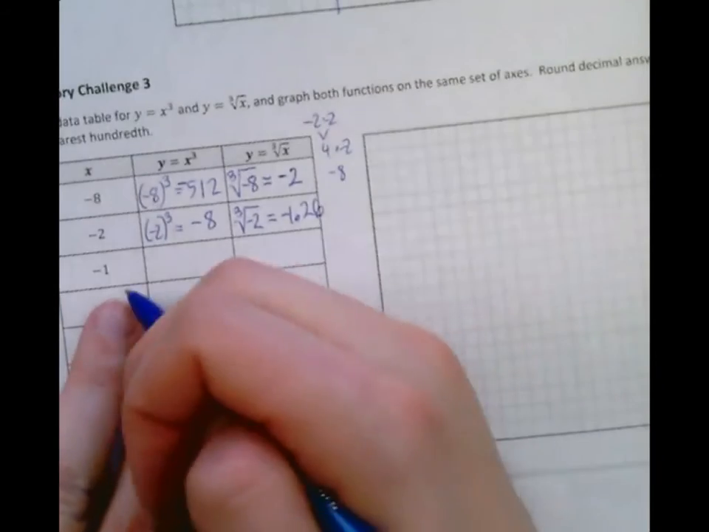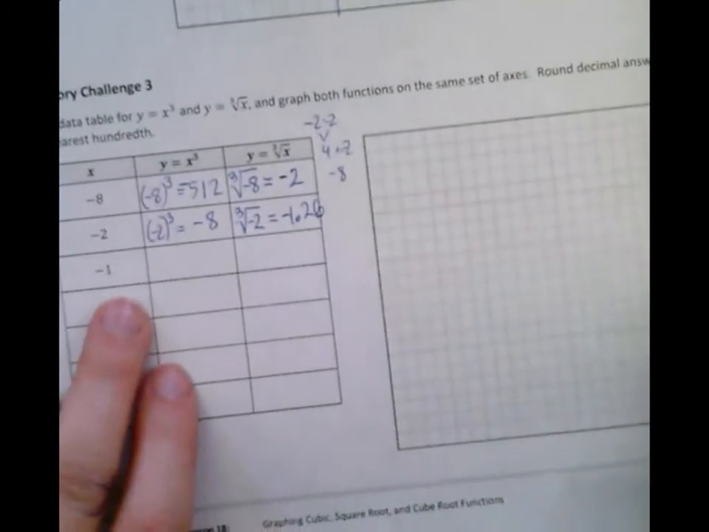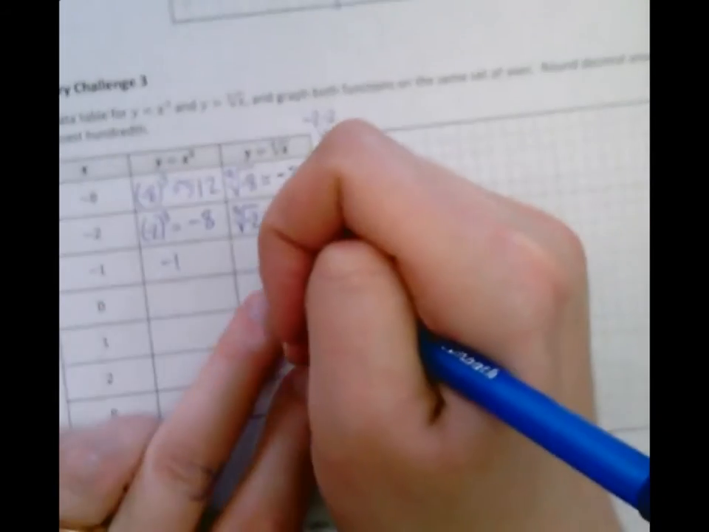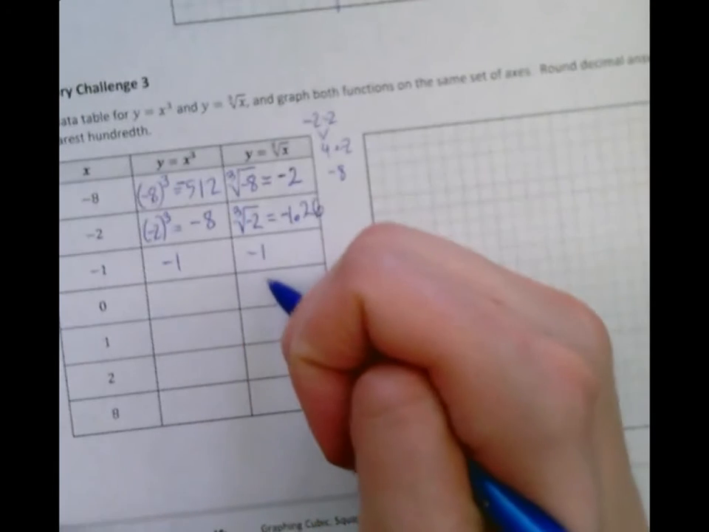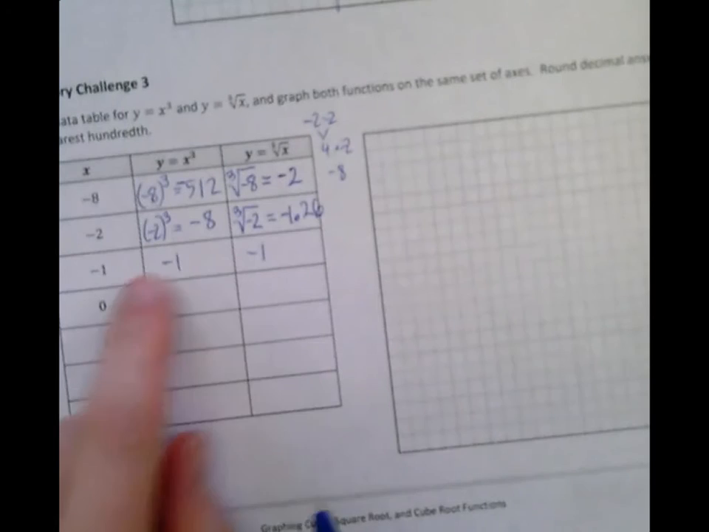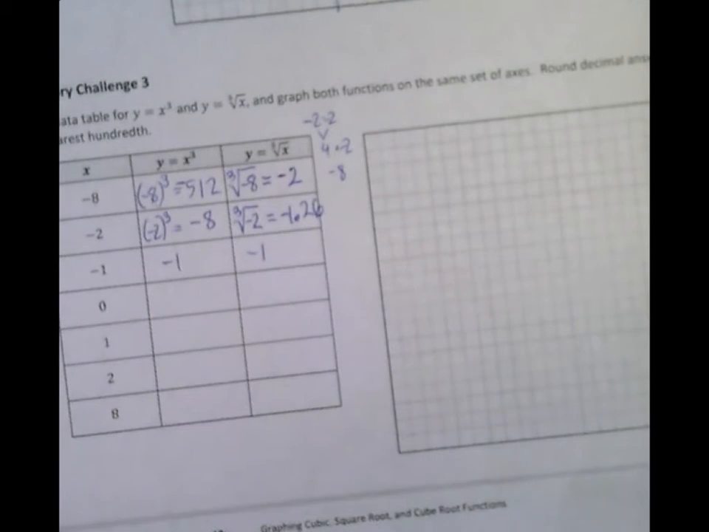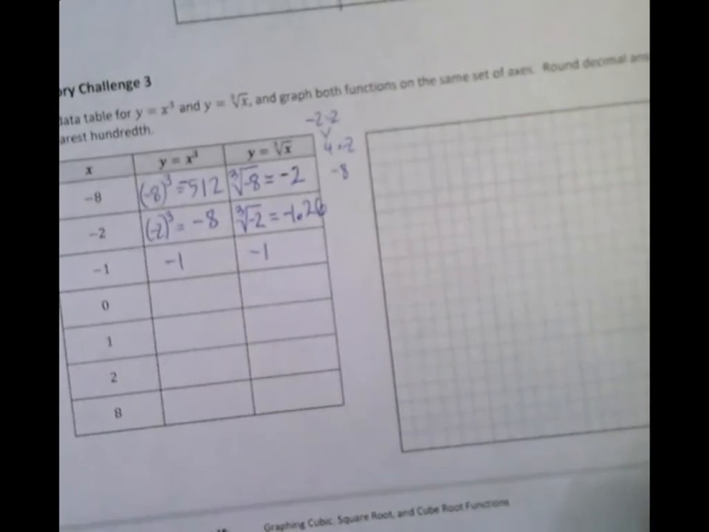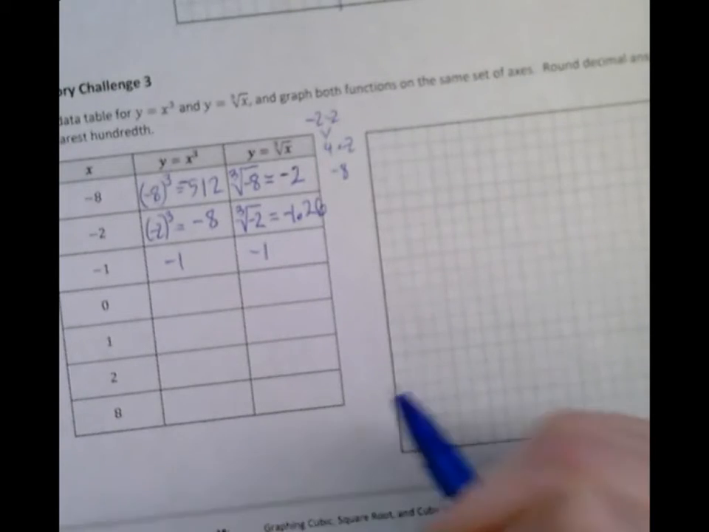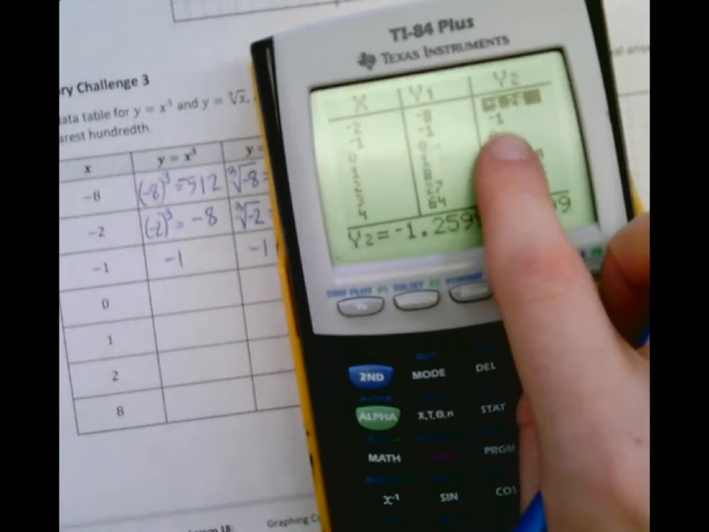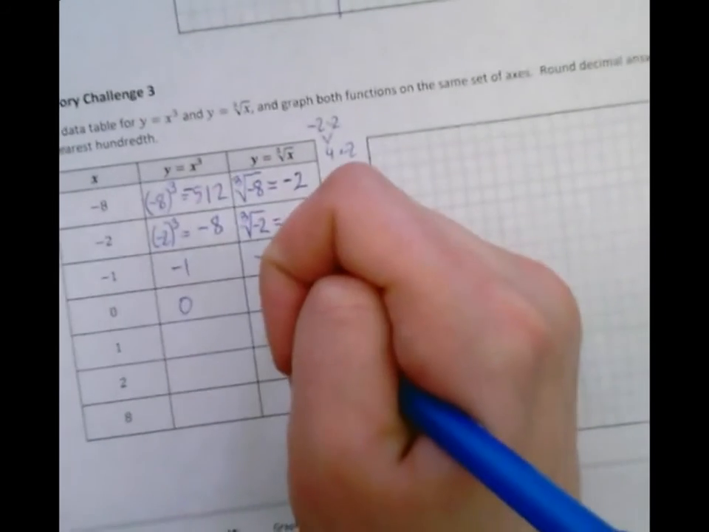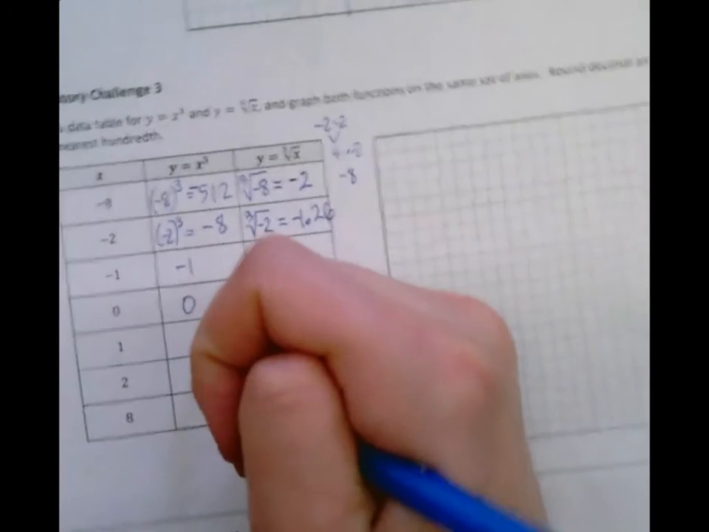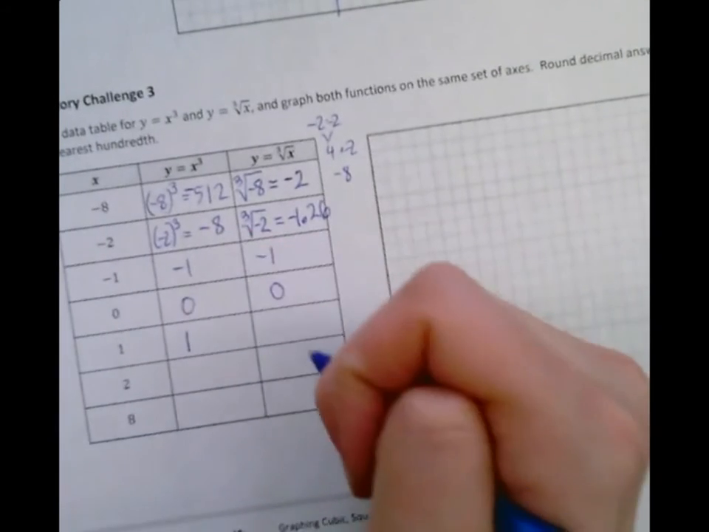At -1, I have -1 here, and I also have -1 here, because for the cubed root of -1, I ask: -1 to what power is -1? Well, -1 times itself is +1, times another -1 would give me -1 back. I can confirm that by looking at the table here. Okay, so the next one is 0 for both. 1 to the third power is 1, and the cubed root of 1 is also 1.